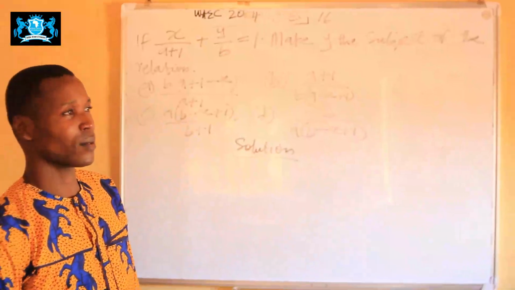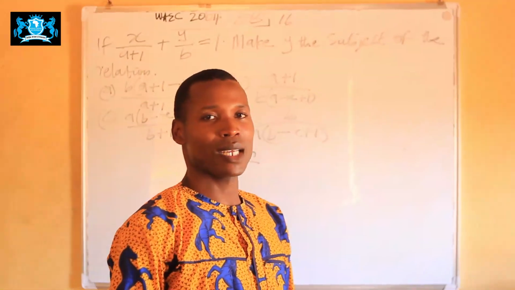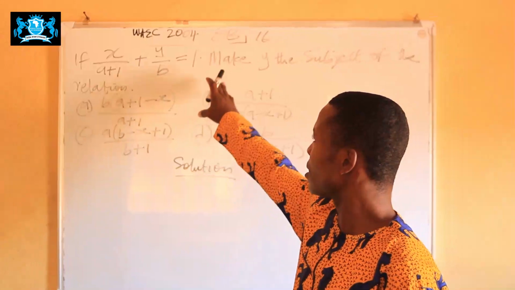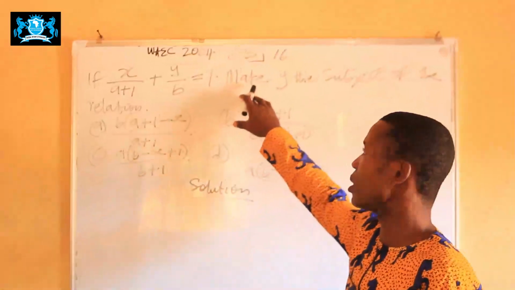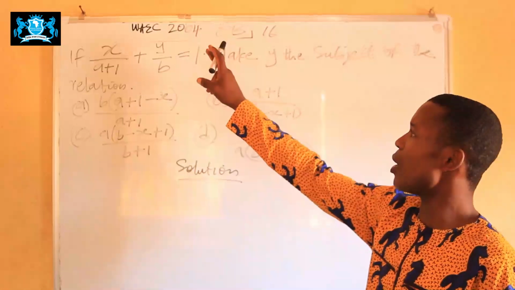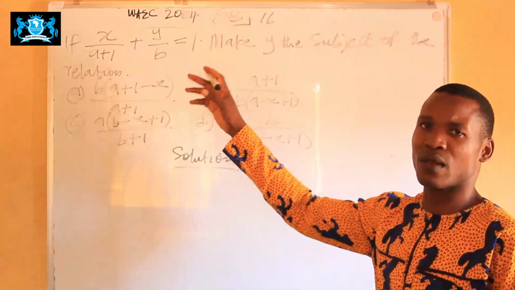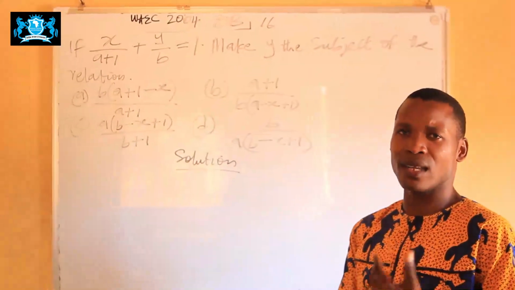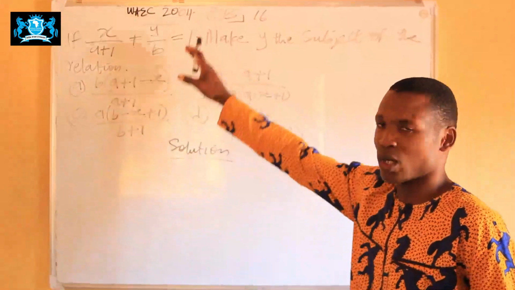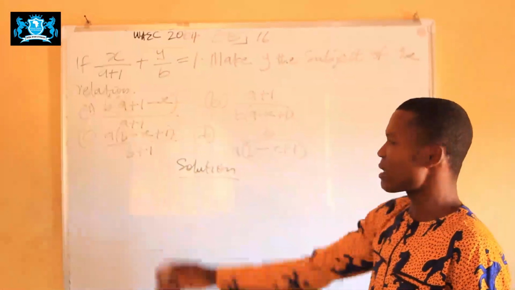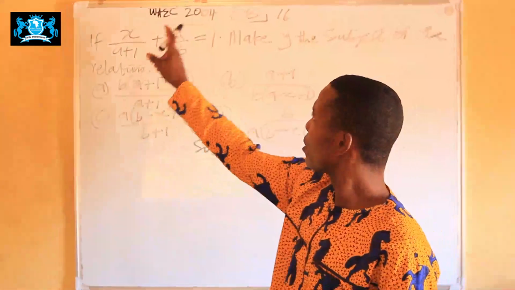Welcome to class. What we are doing today in this class is we are looking at this WAEC past question 2004 on change of subject of the formula. We have been on a series of solving WAEC past questions on change of subject of the formula. In this particular question, we have this for OBJ.